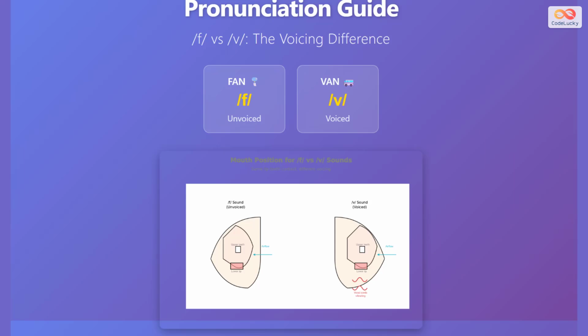Today we're learning the difference between two similar English sounds, the F sound and the V sound. These two consonants are produced in the same mouth position, but one key difference makes them sound completely different. The F sound is unvoiced, meaning your vocal cords don't vibrate when you say it. The V sound is voiced, meaning your vocal cords vibrate. This voicing difference is what makes these sounds distinct and important to master in English.